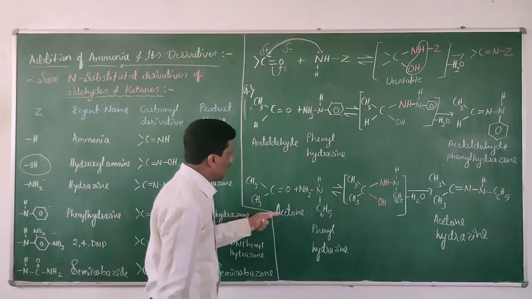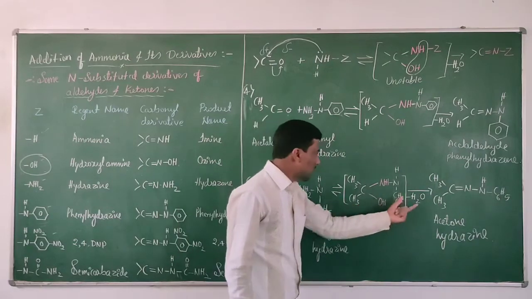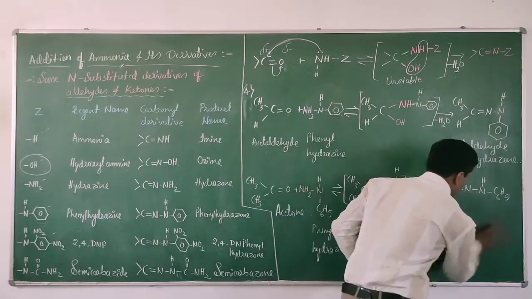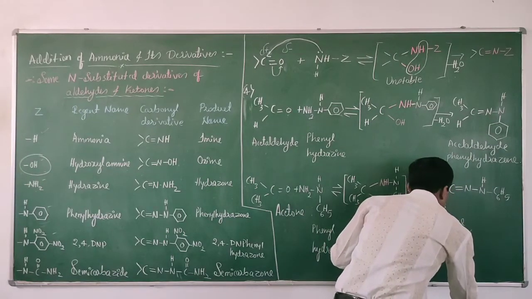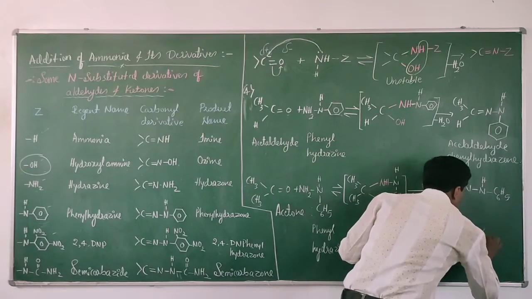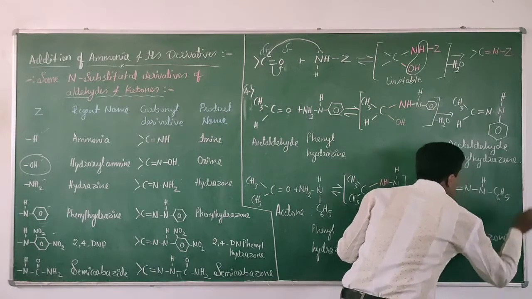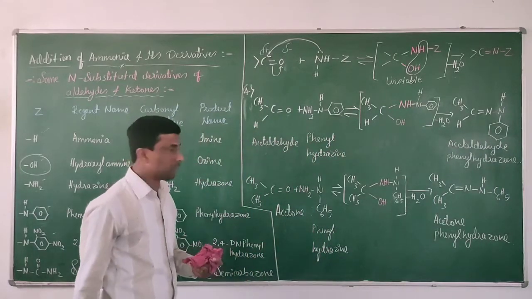And acetone reacts with phenyl hydrazine. An intermediate is formed which is unstable, loses the water and forms the corresponding product, acetone phenyl hydrazone. This is what? The two reactants here.